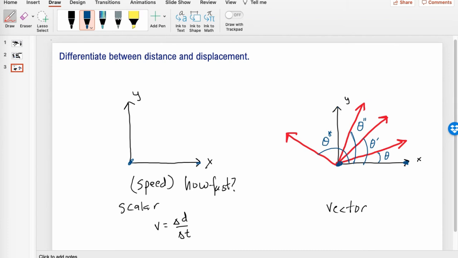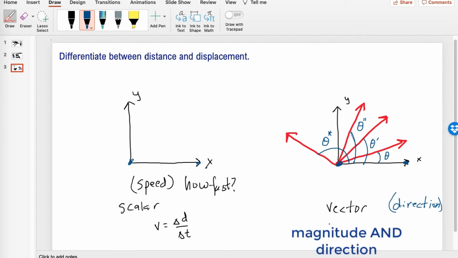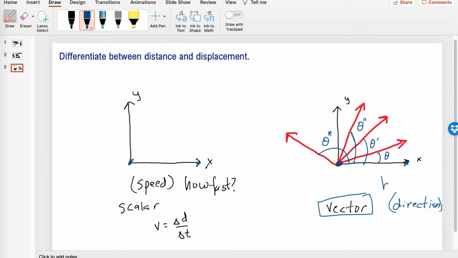So vector quantities involve direction. So it's not a matter of how fast, it's also a matter of what direction. So vector quantities are how fast and the direction. It's still the same equation. Velocity equals a change in distance over time.